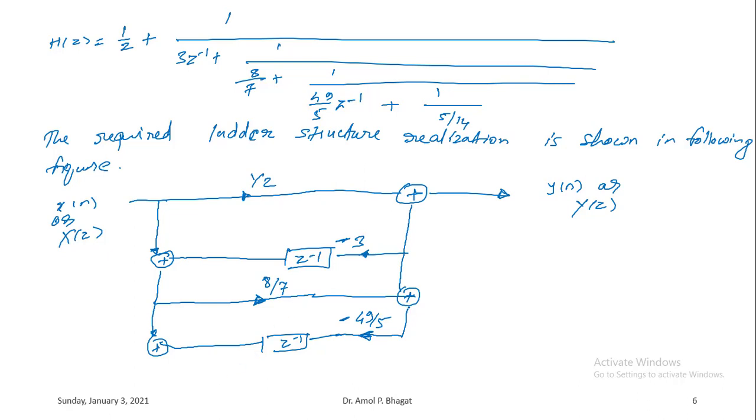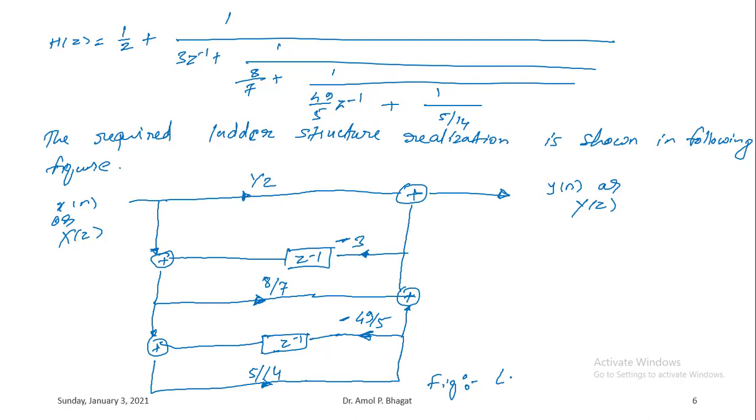Similarly, the last one is 49 by 5 Z inverse, which we have realized now. It has been added with 5 by 14, so again you will need a constant multiplier there, that is nothing but which multiplies 5 by 14. This is the required ladder structure. So this is how you will be obtaining a ladder structure realization for the given system.